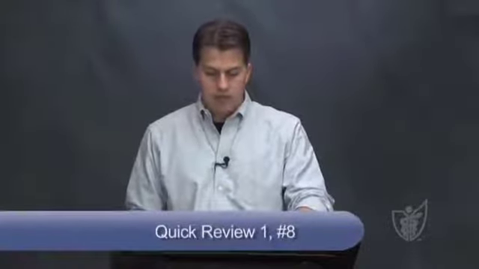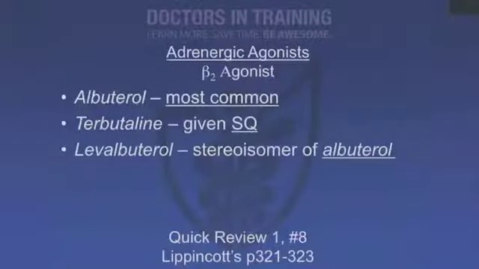Number 8, complete the following table. Let's make sure you got all these key points in here. So your beta-2 agonists, how do they work? This is albuterol, terbutaline, levalbuterol are your main ones. Albuterol is sort of your go-to drug. It's the most commonly used inhaler in the treatment of asthma.